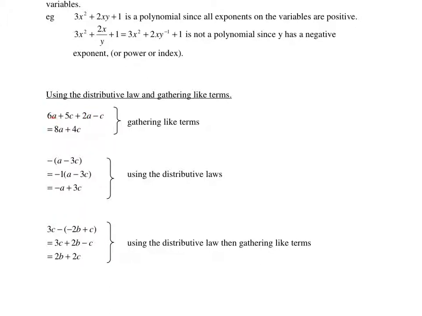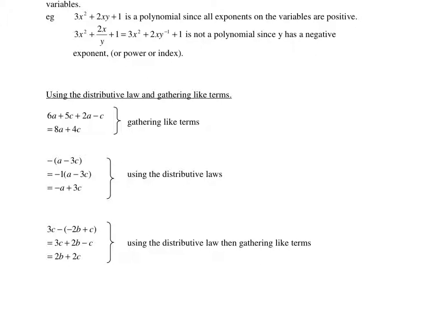So for instance 6a and 2a are like terms because the variable a is to the power 1 in both terms, 6a and 2a, so hence we can add the two terms. 6a plus 2a is 8a. And for 5c and minus c, they are also like terms because the c variable is to the same power, it's to the power 1. So 5c subtract 1c is 4c. So when we gather up the like terms, we have 8a plus 4c.